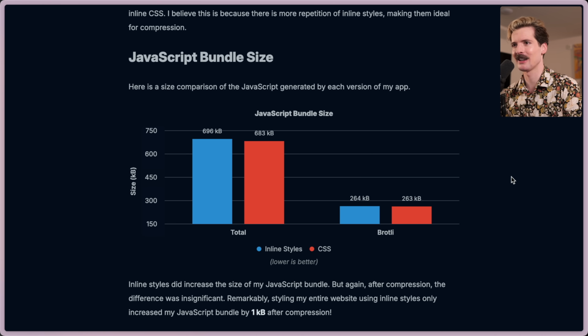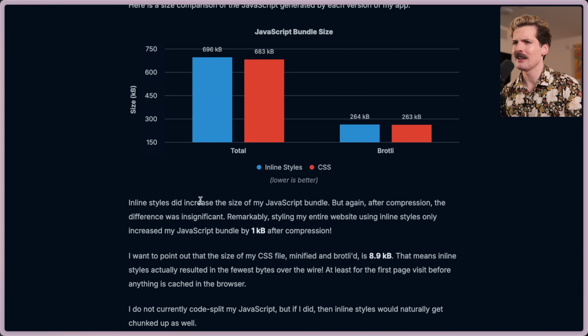The JS bundle size. Oh boy. Here's a size comparison of the JS generated by each version of my app. So we have the total and then after Brotli. Pretty big difference here, but you can see these are pretty close numbers. I wouldn't read too much into these. Inline styles did increase the size of my JS bundle, but again, after compression, the difference was insignificant. Remarkably, styling my entire website using inline styles only increased my JS bundle by 1 kilobyte after compression.